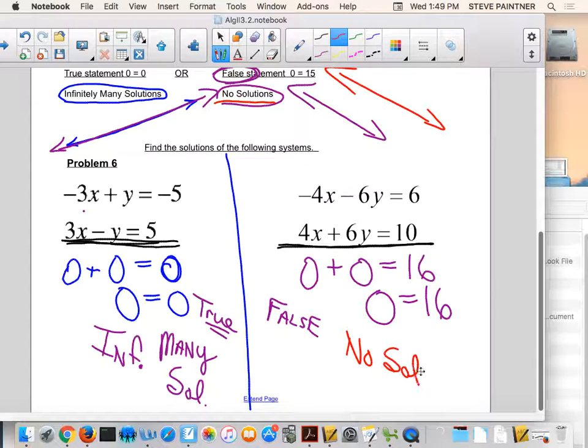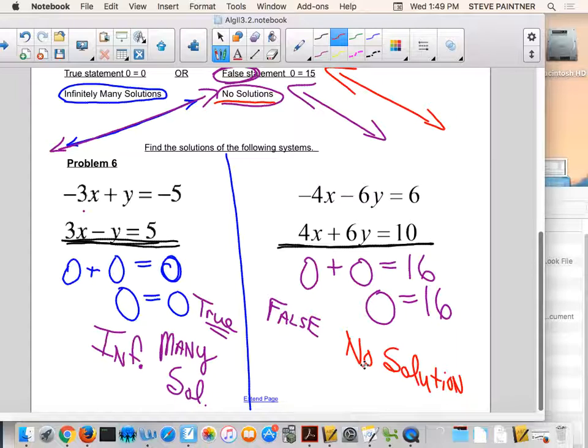This will happen, by the way, all year. You'll solve things and you'll say, that's not true. No solution. Or you'll say, that's true every time. Infinitely many solutions. There's so many answers I can't tell you all of them. Okay? Are you okay?